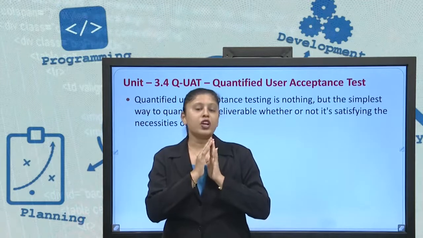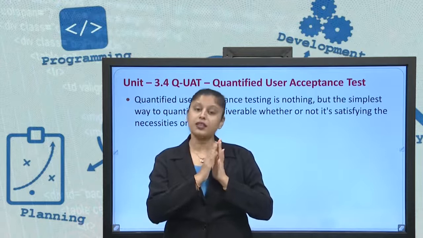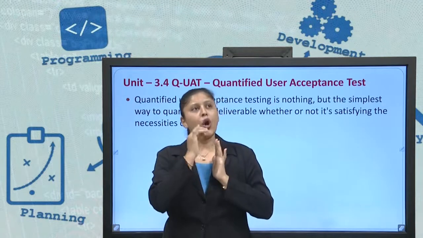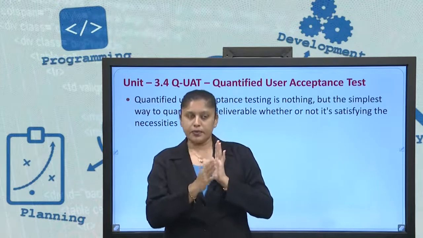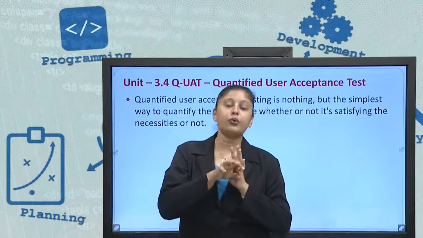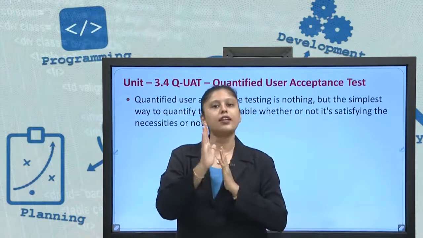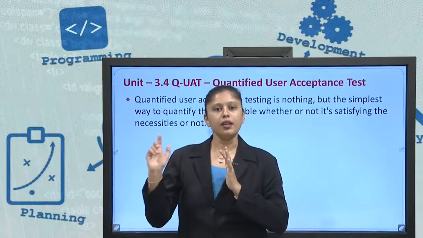They would have required certain features, certain characteristics, certain functionalities in the product, right. Then whether all those functionalities which they actually wanted are being fulfilled within my software or not is called quantified user acceptance testing, or QUAT.